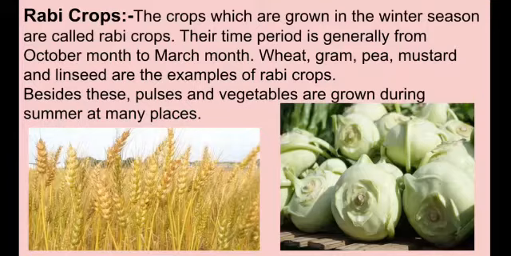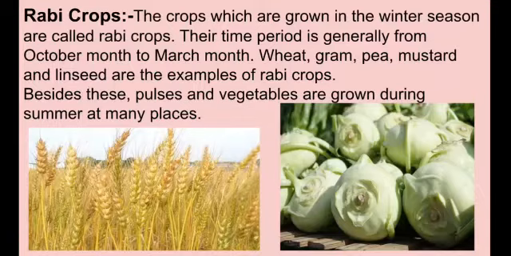Okay, the time period is generally from October to March. Wheat, gram, pea, mustard and linseed are examples of Rabi crops. So Rabi crops are the crops which are sown during the winter season, right? And the examples: wheat, mustard, linseed and many more. Besides these, pulses and vegetables are grown during the summer season at many places.